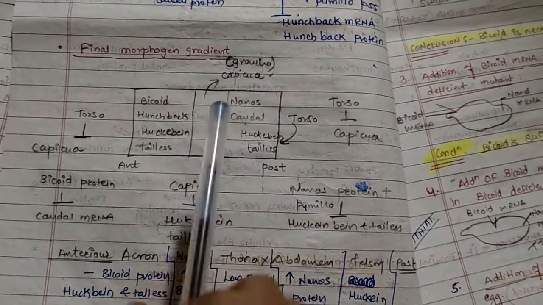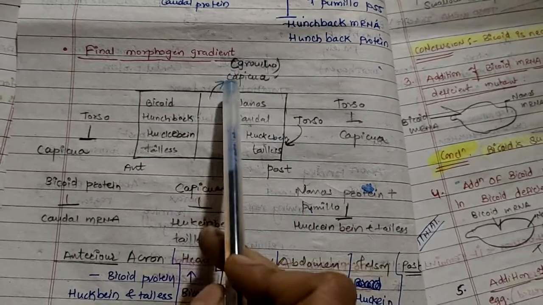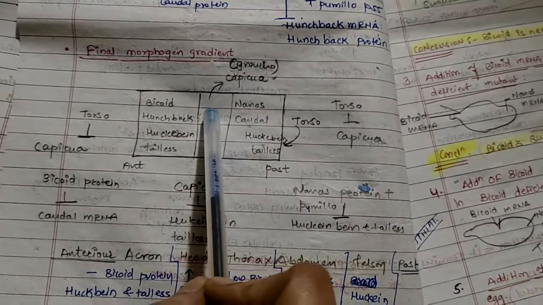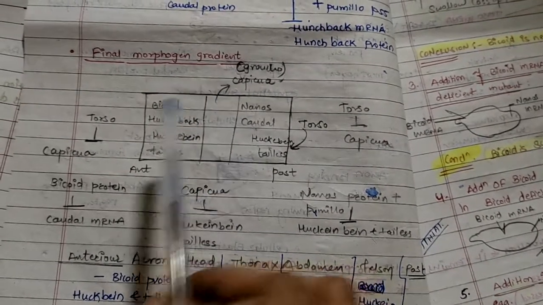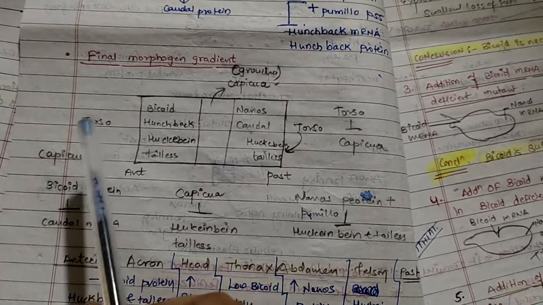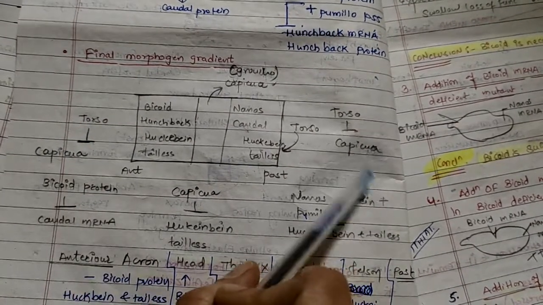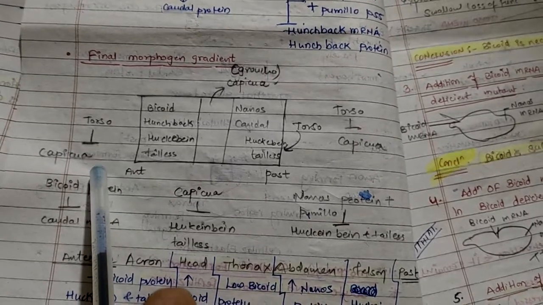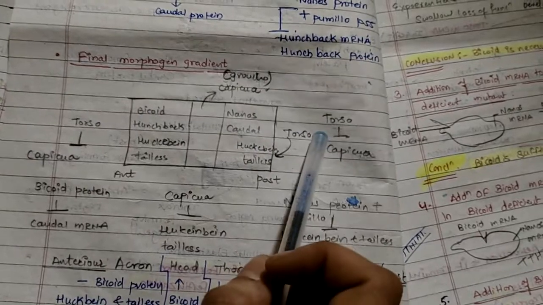that we know. Okay, and for the abdomen or the middle region, Groucho or Capicua functions for the formation of the abdomen or the middle region. Okay, and in order not to form the middle structure at the anterior or posterior end, torso inhibits that Capicua protein so that the middle structure will not form in the anterior and posterior region.